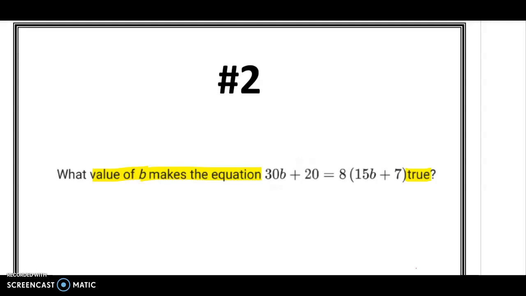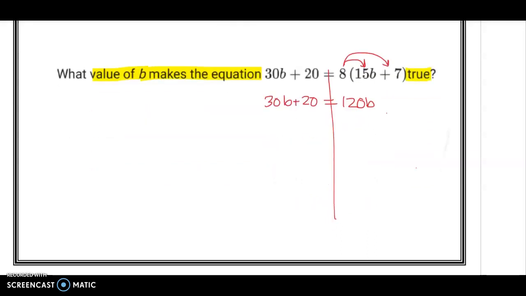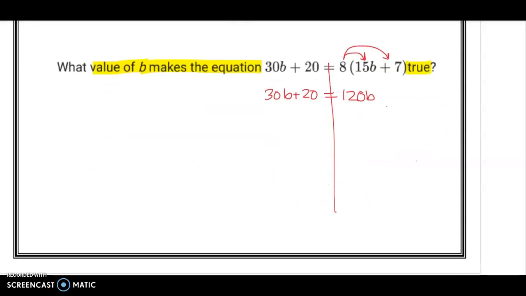Step number 1 is always distribute, and most of us are pretty good at that at this point. So we're going to start out with the left side staying the same. The right side, we will multiply out that 8 to each of the terms inside the parentheses. So 8 times 15b is 120b. And then 8 times 7 is 56.